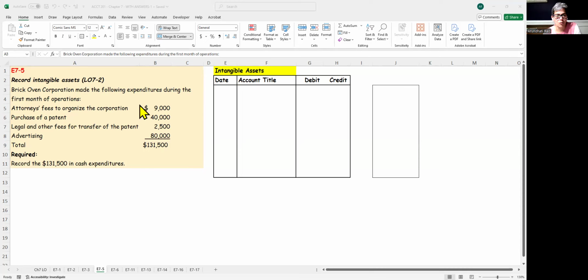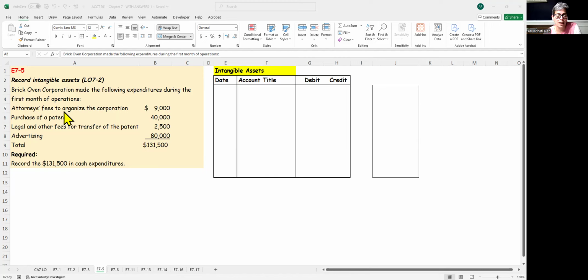So they've spent money on various things totaling $131,500. They want us to record the journal entry for these expenditures. So let's see what did they purchase. The first is they paid the attorney $9,000 to organize the corporation. This normally would just look like an expense, legal fees or legal expense.